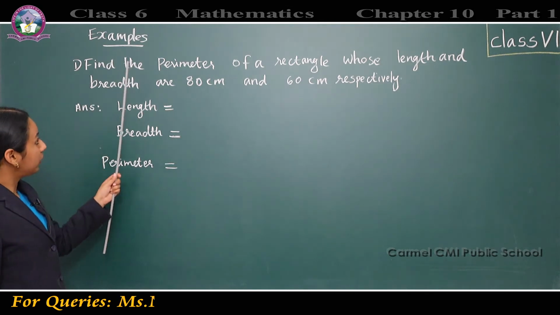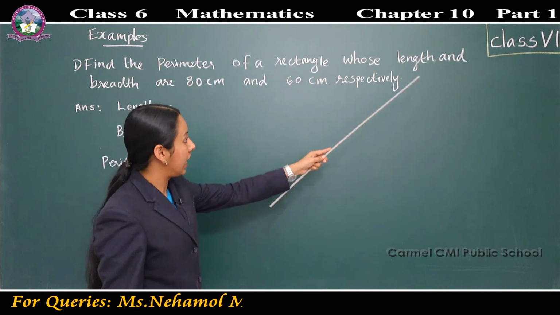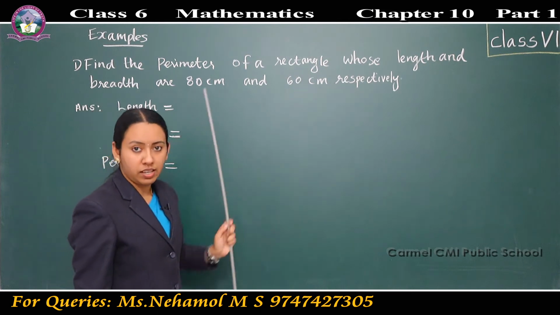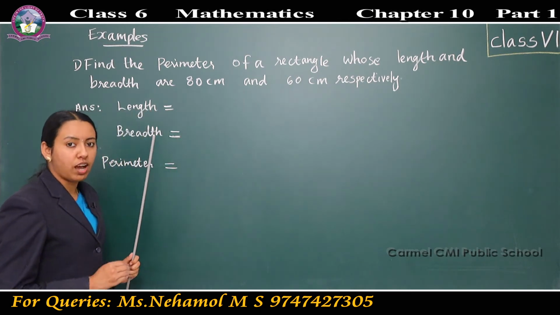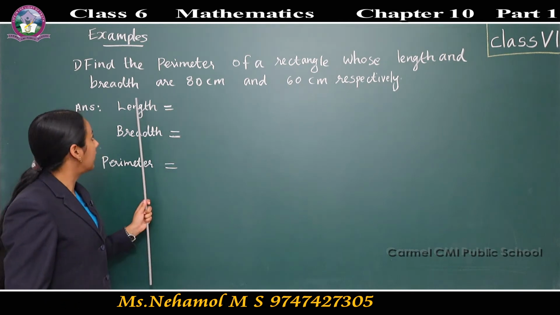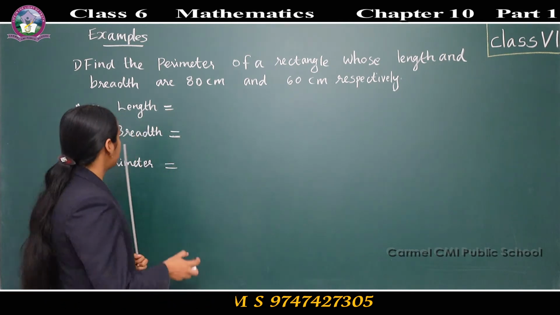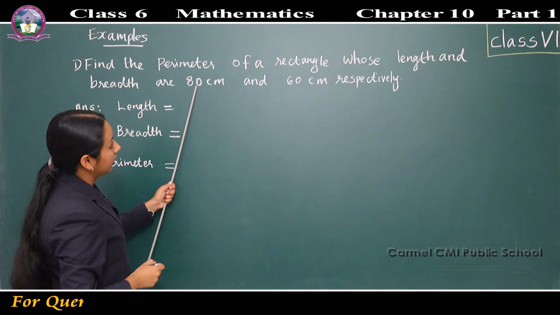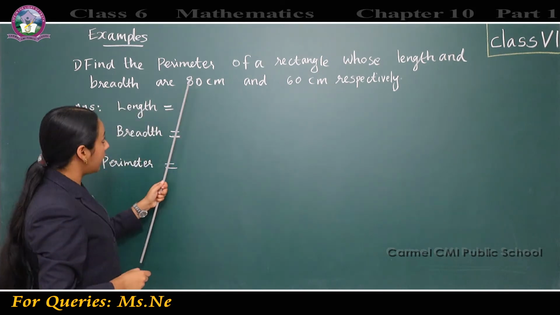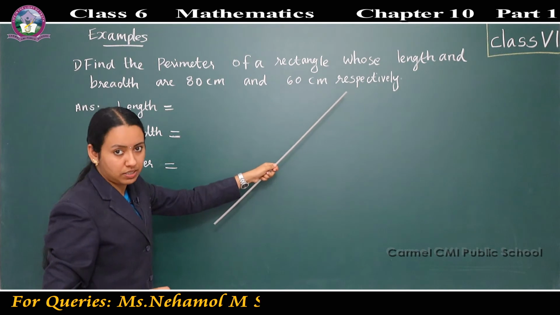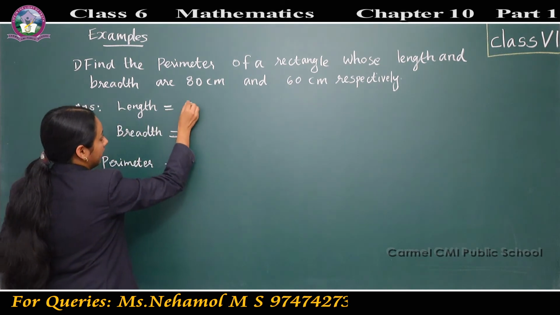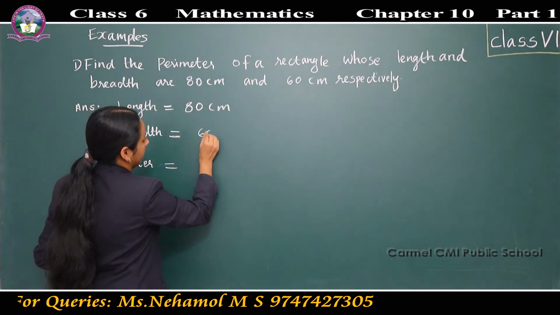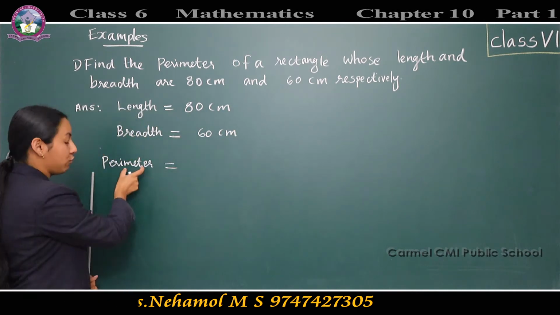First question: find the perimeter of a rectangle whose length and breadth are 80 centimeter and 60 centimeter respectively. We have to find the perimeter of a rectangle, and the length and breadth are given. So first we write what is given: length 80 centimeter, breadth 60 centimeter.